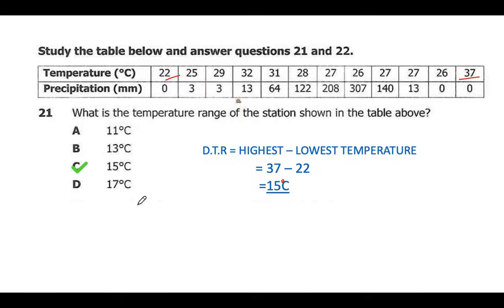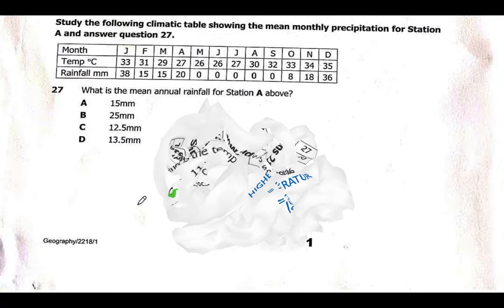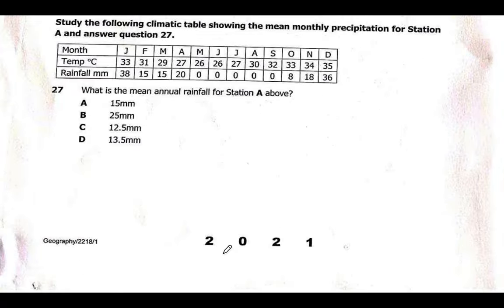And then we can move on to the other side. So we have 2021. Study the following climatic table showing the mean monthly precipitation for a station A, and answer question 27. So this is question 27. How do we calculate the mean precipitation? This is about the calculation for rainfall.